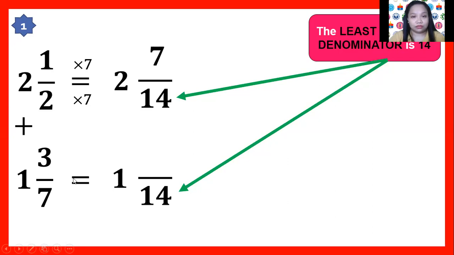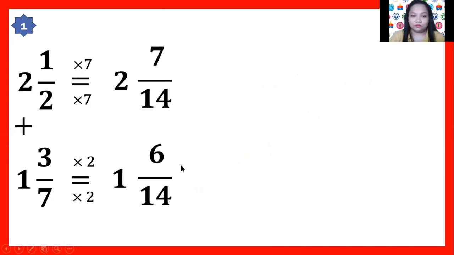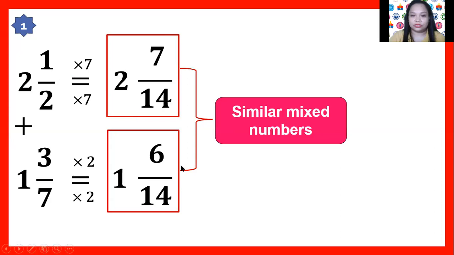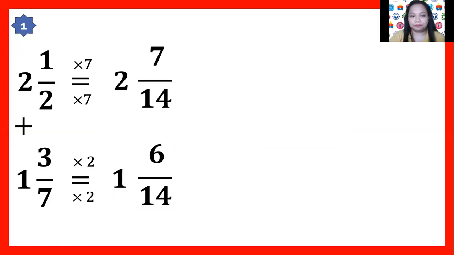The same goes to the other fraction. We have to multiply with the same number for us not to change the value. Instead, change it to equivalent fractions. So we need to multiply by 2 because 7 times 2 is 14. So 3 times 2, that's equal to 6. Now that we have similar fractions or similar mixed numbers, we can now proceed to the next step.